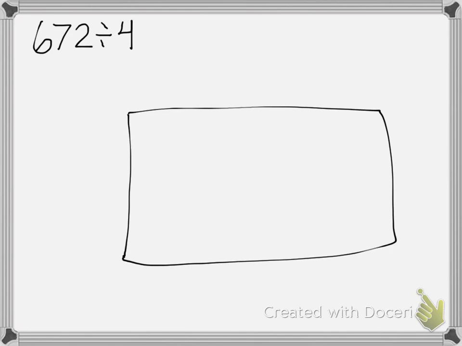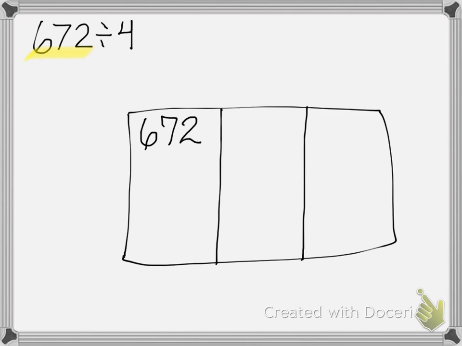The problem is 672 divided by 4. So I'm going to make my area model. I know that I have 3 digits in my dividend, so I'm going to need 3 sections in my area model. I'm trying to find an area that's equal to 672, and I'm dividing by 4. So here's my divisor, which means 4 times something is going to equal the area of 672.